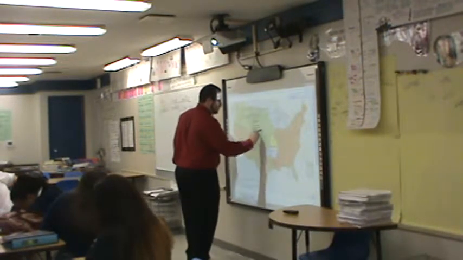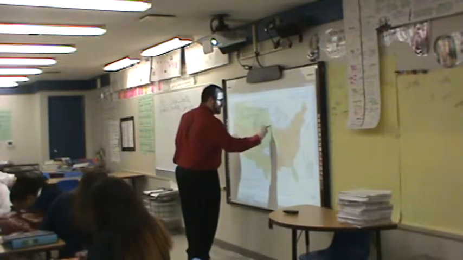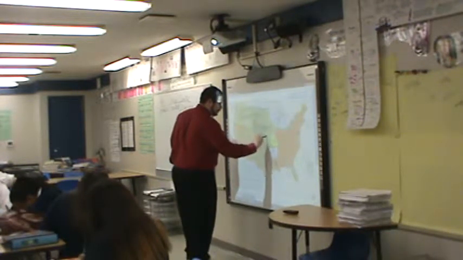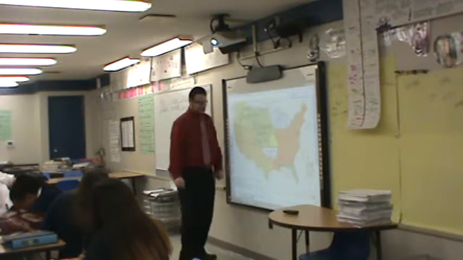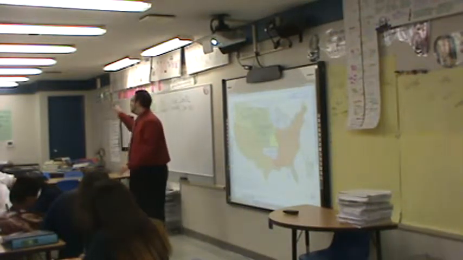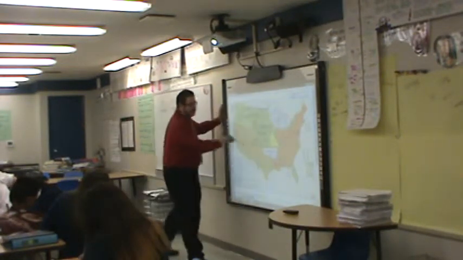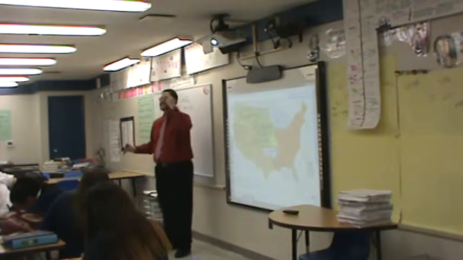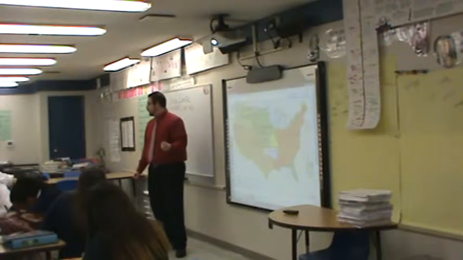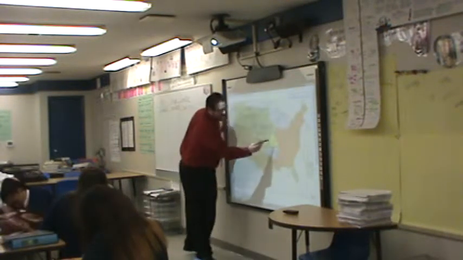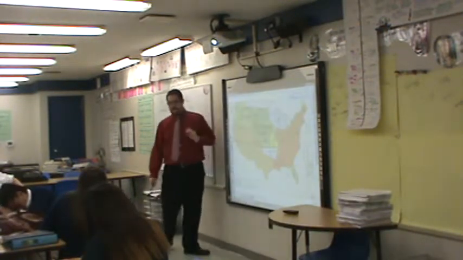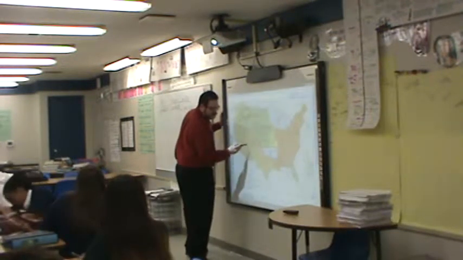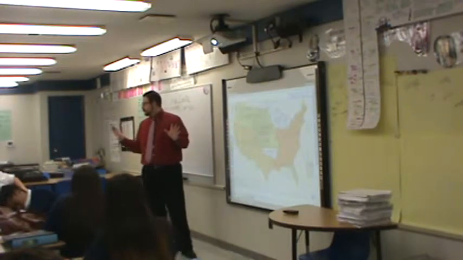North of the line, no slavery, except for Missouri. Okay, so they draw a line, and they say all of the territory north of the line, we won't have slavery there in the future, except for Missouri. Missouri will be allowed to have slavery. But all the other territory north of the line, no slavery will be permitted.